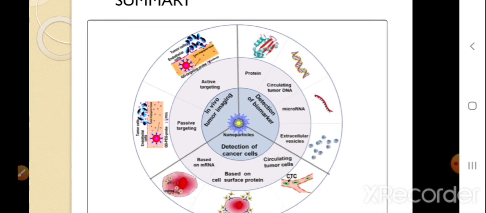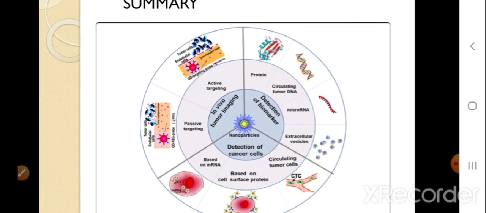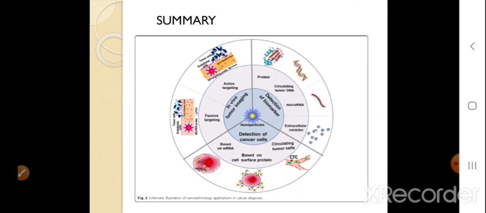To summarize, the nanoparticles can be used for diagnosis of cancer in these ways: for in vivo tumor imaging, detection of the biomarkers, and based on the cell surface proteins. The detection of biomarkers means the proteins, the circulating tumor cells as such, the microRNA or the extracellular vesicles which are secreted from the cancer cells. They can also be detected based on the cell surface proteins, and also from the circulating tumor cells. And they can also be used as in vivo imaging agents either by active targeting or passive targeting.